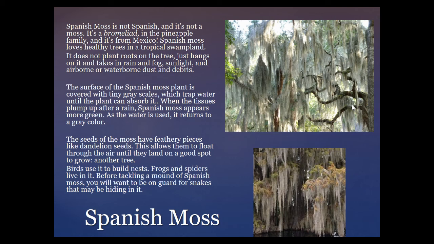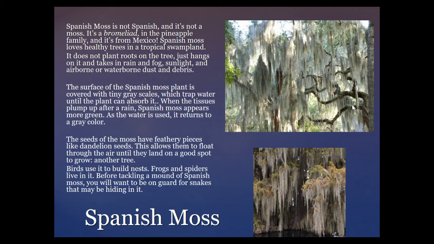So Spanish moss actually doesn't plant roots on the tree. It just hangs on it, and it takes in all of the rain and the sunlight and any dust or anything that comes through. And so the surface, or the top of the Spanish moss plant, is covered with tiny, tiny, tiny scales that trap water when it's raining. And so they trap it and they hold on to it until the plant can absorb it. So this is a plant that needs water just like any other kind of plant.